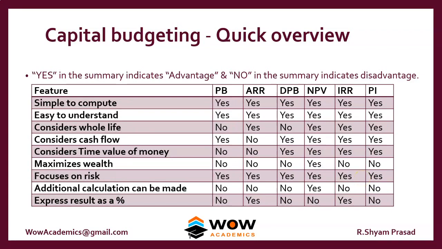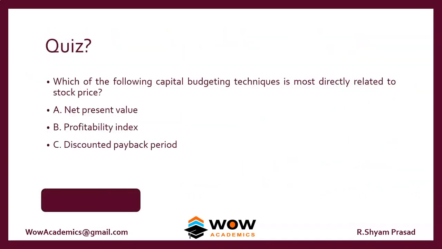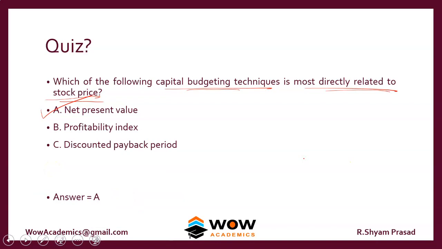This table gives you the entire overview about all the methods that we have considered till now. We have a quiz now. Which of the following capital budgeting techniques is most directly related to the stock price? Obviously, NPV. So the answer is A.